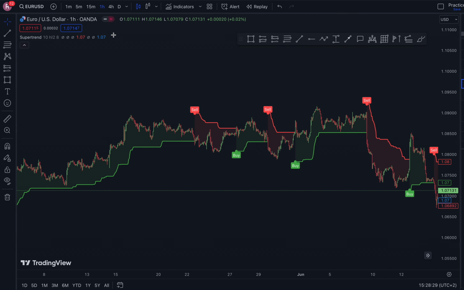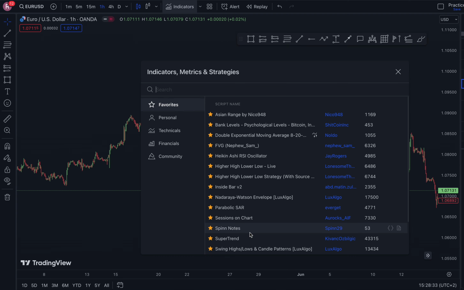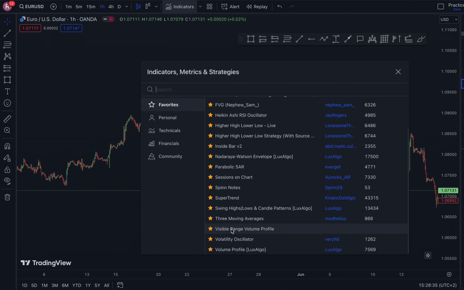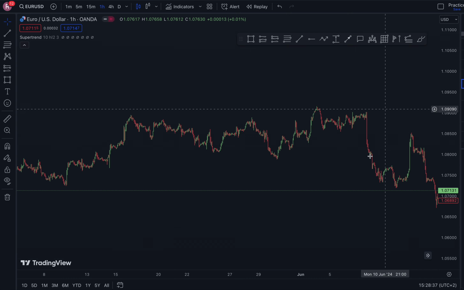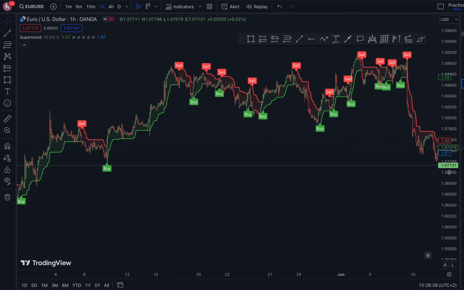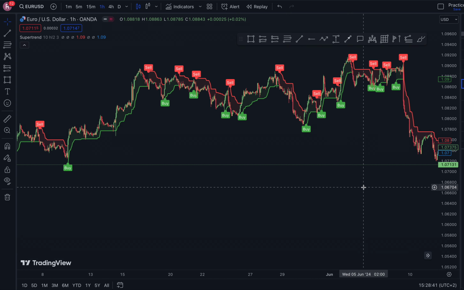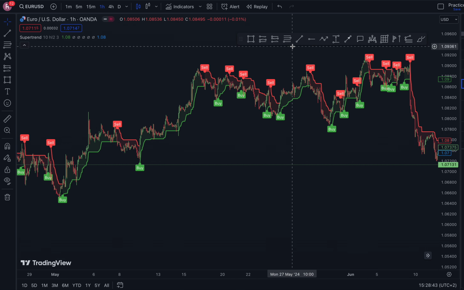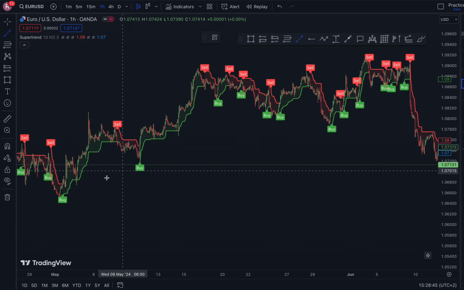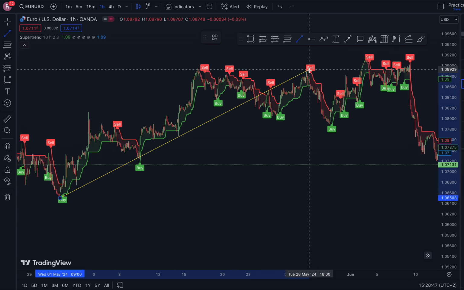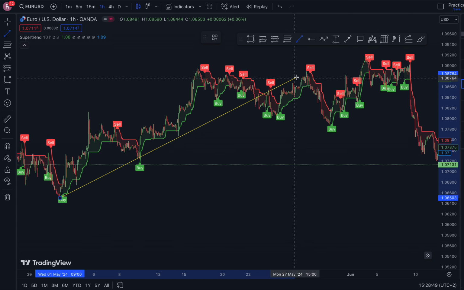So I'm gonna just delete my super trend strategy right here, delete it. We're gonna go for the regular super trend, the normal one. This is a not so spoken about strategy, but it involves the super trend and the trend line. All right. So you have to draw your trend lines.